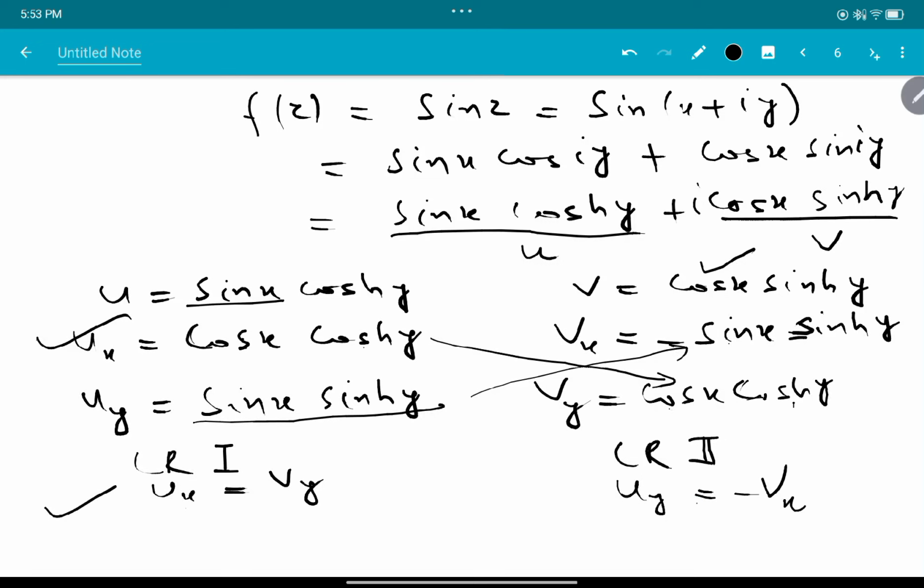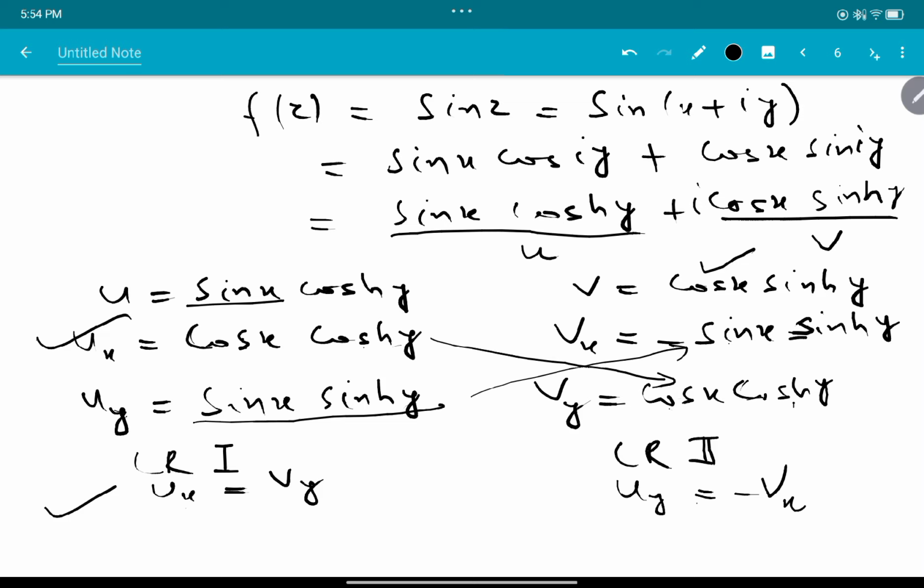This means that sine z obeys the necessary condition. And looking at the partial derivatives now, all of them are continuous because they are made up of continuous functions. Since CR equations are obeyed and partial derivatives are continuous, hence the function is analytic at every point. There is no restriction. At every point it is analytic.